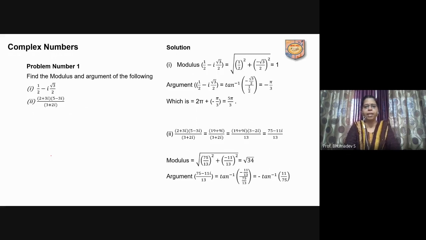Then the argument of the simplified complex number can be written as tan inverse of minus 11 by 13 upon 75 upon 13, which can be written as minus tan inverse of 11 upon 75. So in this way, we can find the modulus and argument in a convenient way.